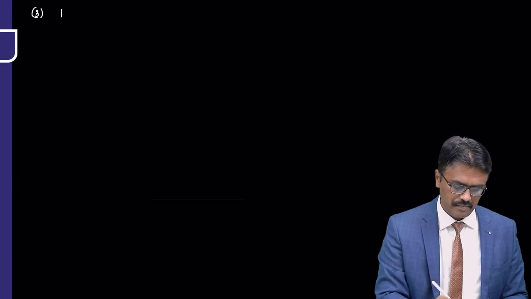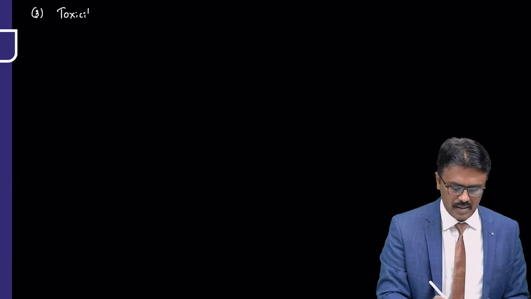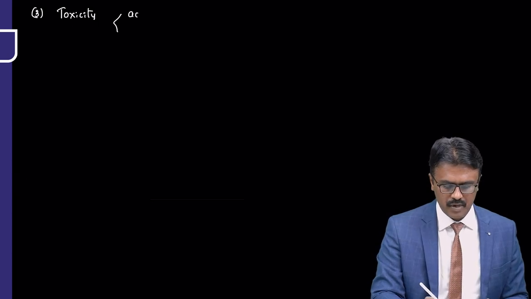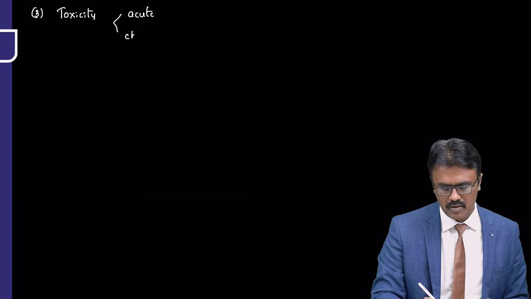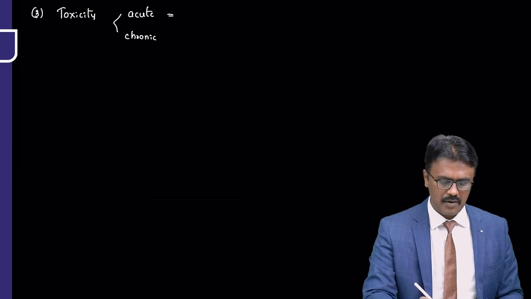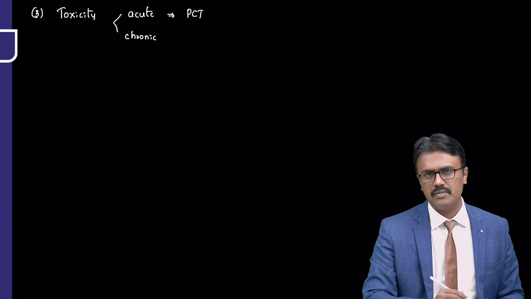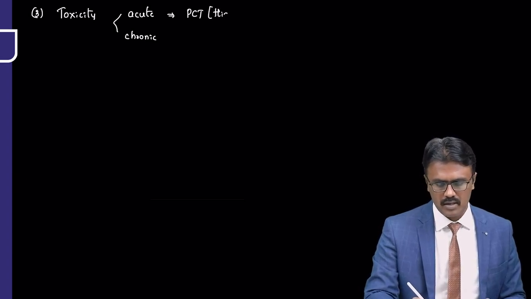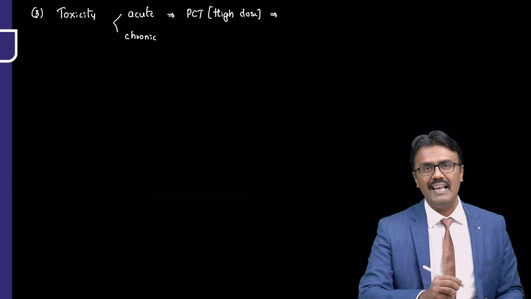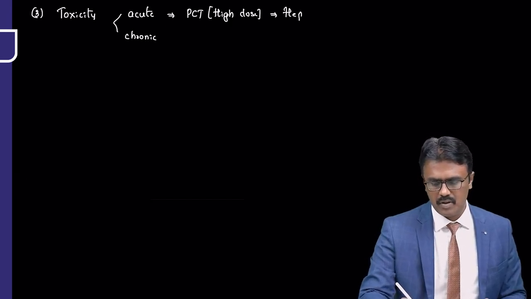So once we understand the secondary effect and side effect, the third important adverse effect we need to understand is toxicity. The drug can produce toxicity. For example, it can produce acute toxicity or chronic toxicity. A classical example of acute toxicity is when we use paracetamol at high dose. Paracetamol, when it is used at high dose at one time, can cause toxicity to the liver and we call it hepatotoxicity.